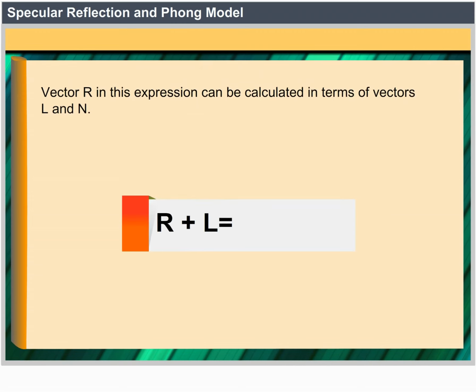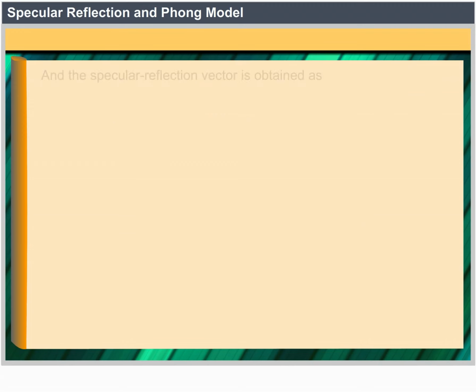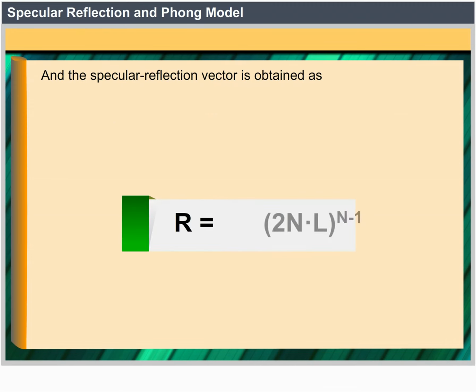As seen in this figure, the projection of L onto the direction of the normal vector is obtained with the dot product N·L. Therefore, from the diagram we have R plus L equals 2N times (N·L). And the specular reflection vector is obtained as R equals 2N(N·L) minus L.